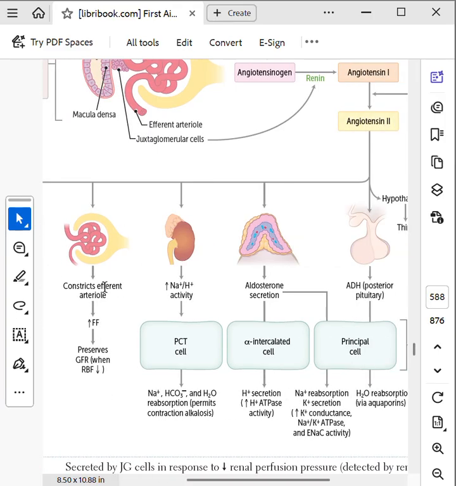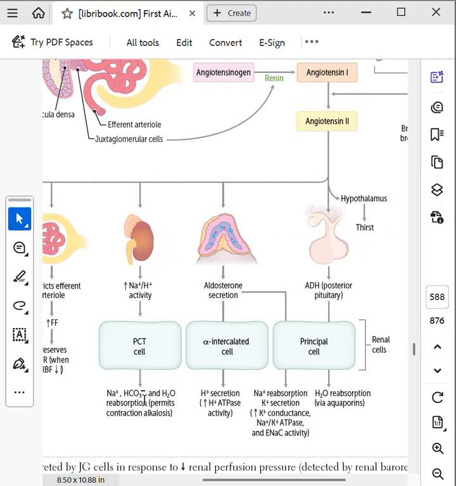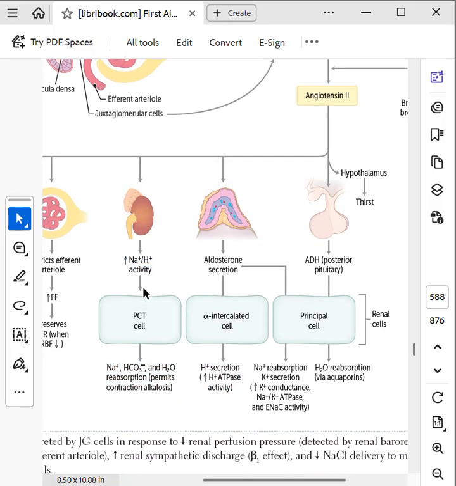Then it goes and constricts the efferent arteriole. Constricting the efferent arteriole quickly increases the filtration fraction, and this preserves the glomerular filtration rate when renal blood flow is less. This is very important because this preserves the GFR function and the glomerulus is not damaged. Now it also goes to the kidney and tells it to reabsorb salt and water. In the proximal convoluted tubule, angiotensin 2 increases sodium hydrogen activity, and sodium, bicarbonate and water are all reabsorbed. This permits contraction alkalosis.